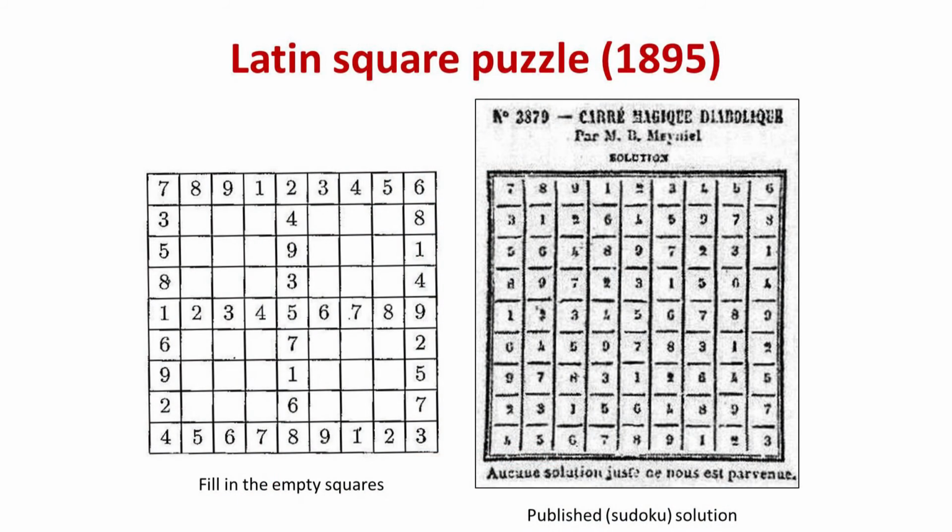And here's an even earlier puzzle, a recreational puzzle in France from the 1890s, in which you're given the pattern on the left, and the challenge is to fill in each of those empty 3 by 3 squares with the numbers 1 to 9 so as to yield a Latin square. Pleasingly, the puzzle was described as a diabolical magic square, even though it's not a magic square, and the solution was given shortly afterwards. You can see it, and the pleasing thing about it is it turns out to be a sudoku design.